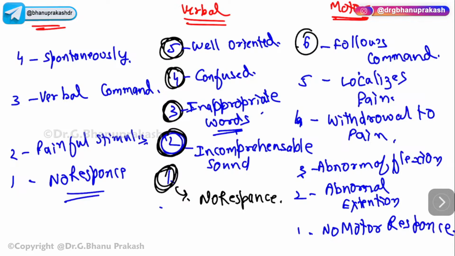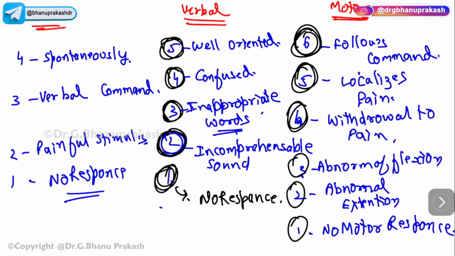I understand that you would have read this 100 times, but even if a couple of you did not know this and you gain something out of it, I would be happy. But this is absolutely important. You cannot commit a mistake in the GCS part. So please go through it.